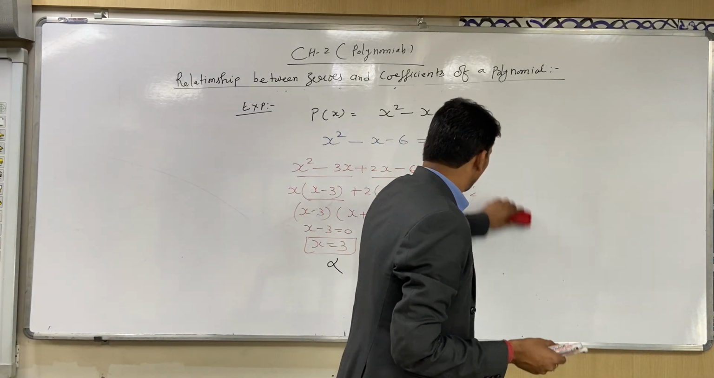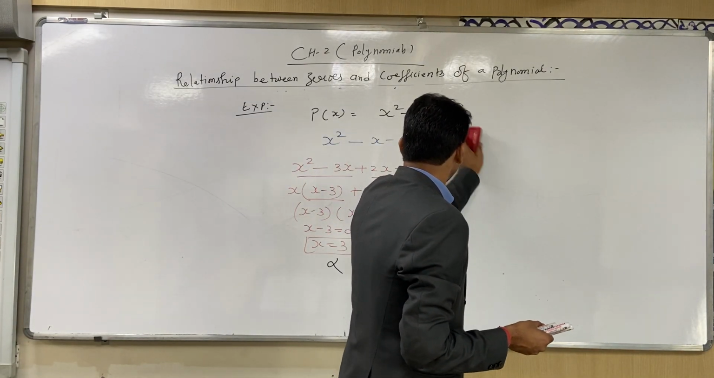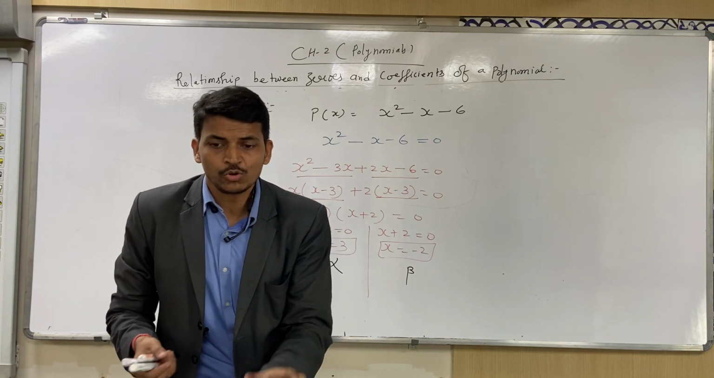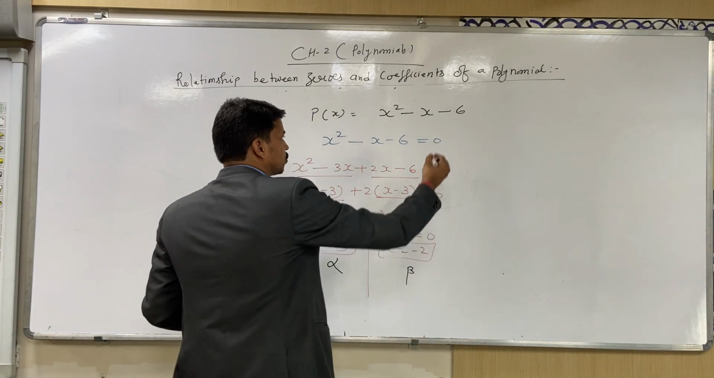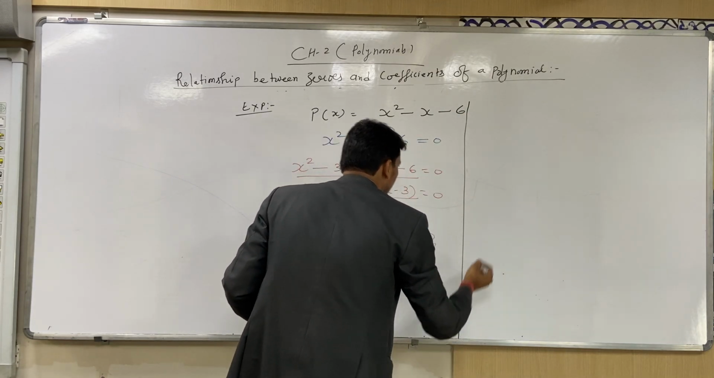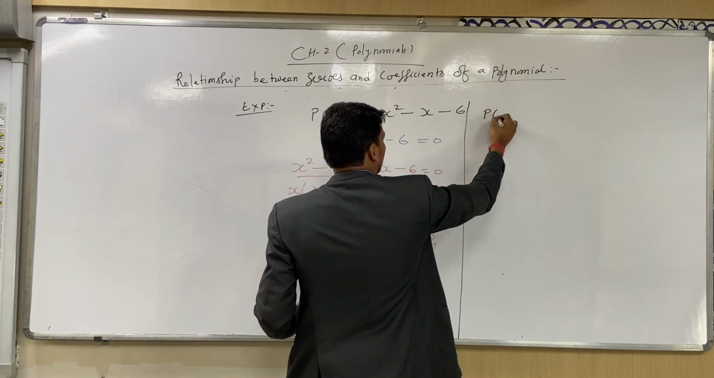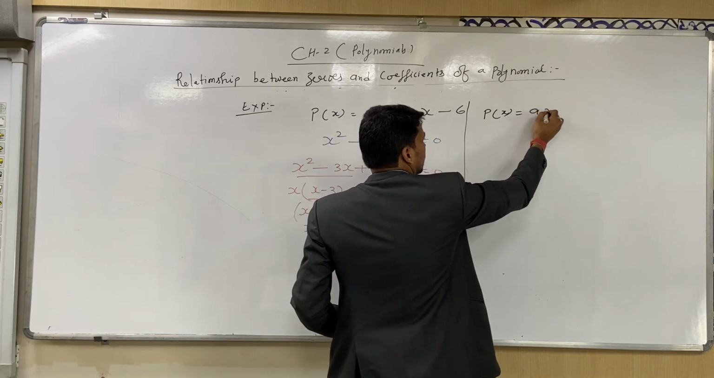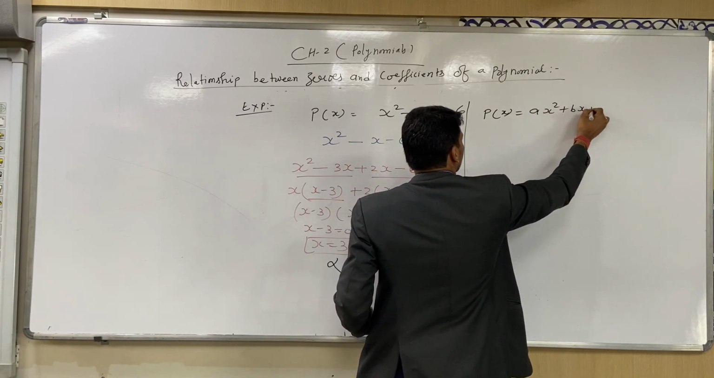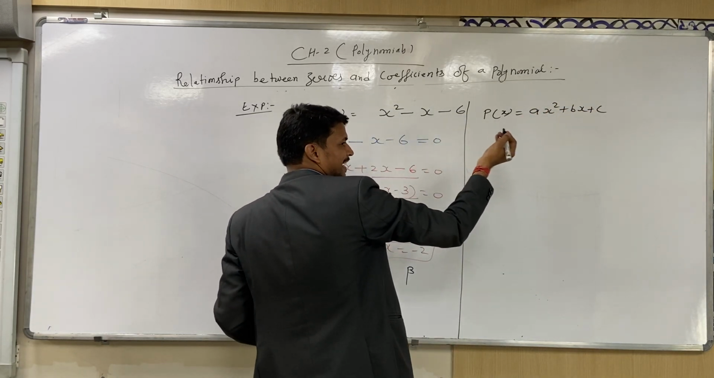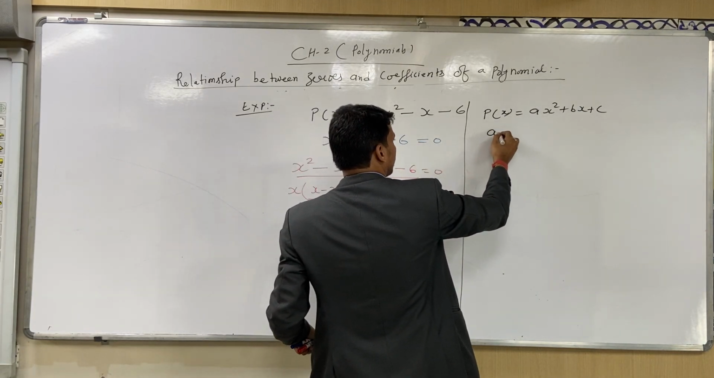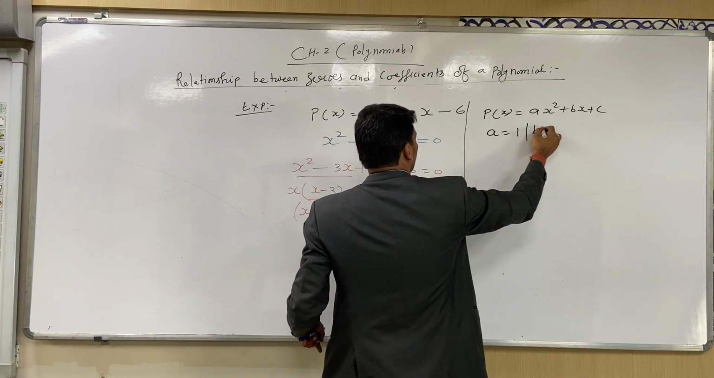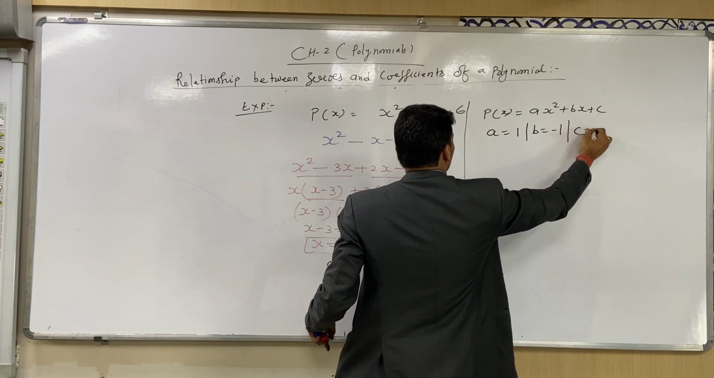Before we start with the verification, everyone, it is mandatory to have the values of the coefficients, that is the values of a, b and c. So what we will do, we will compare the given polynomial with the standard form, that is p(x) equal to ax square plus bx plus c. Of course, a is not equal to 0. We will compare with the given polynomial. We can have a is equal to 1, b is equal to minus 1, and c is equal to minus 6.